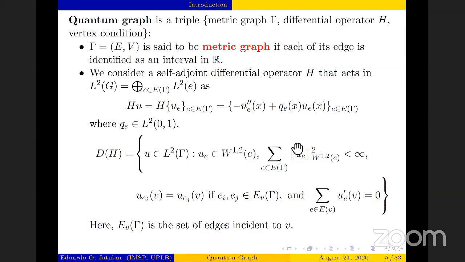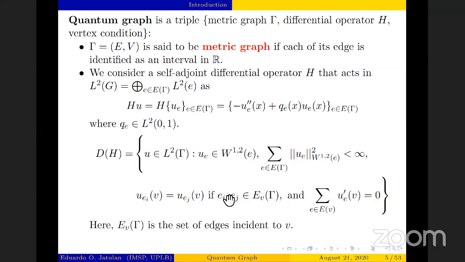And we have this norm. The summation is finite. And we have these two conditions. So at every vertex, the function value is equal at a given vertex. And the influx, so we have the derivatives at the given vertex sum to 0. Here we have this notation that this is the set of all edges incident to V.